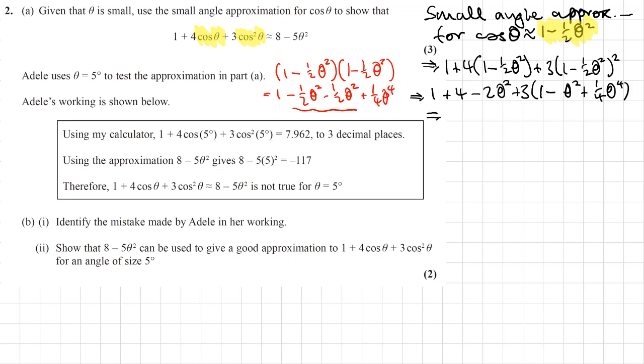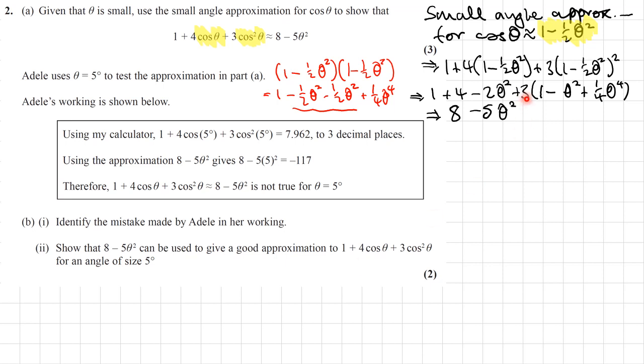Let's simplify this. So I have 1 here, 4 here, that's 5. This is going to give me another 3, so that's going to be 8. So I've dealt with the numbers. I'll have minus 2 theta squared. Now I'm going to get another minus 3 theta squared by expanding the brackets. So I'll have minus 5 theta squared.